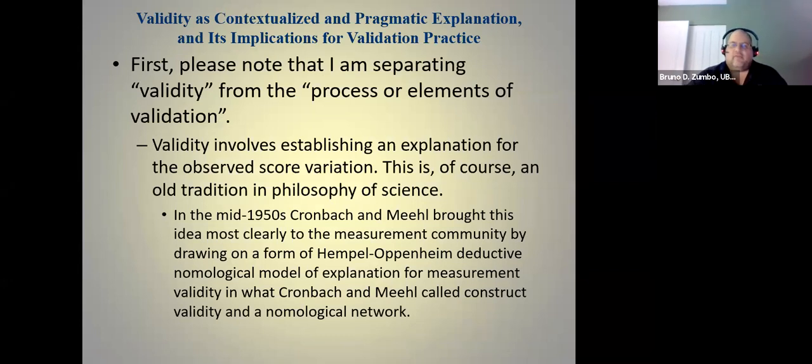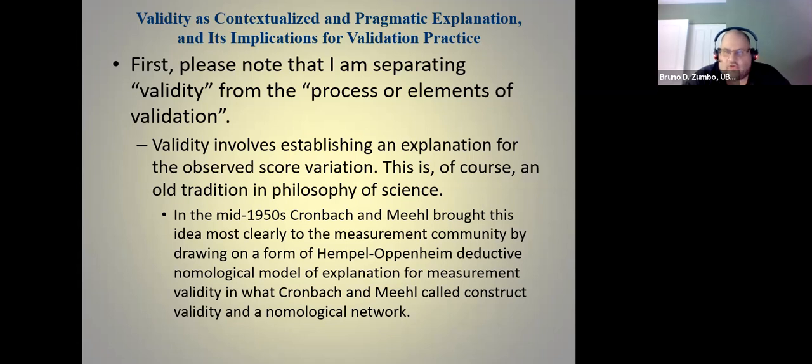Let me say a few words about validity as contextualized and pragmatic explanation, and really talk a bit about its implications for test validation practice. Furthermore, you will see its implications for how I think about, analyze, and conceptualize matters of fairness and equity. First, it's important that you note that I'm separating validity from the process or elements of validation. For me, validity involves establishing an explanation for the observed score variation, item level, subtest level, or test level, any of those. It's about establishing an explanation for the observed score variation.